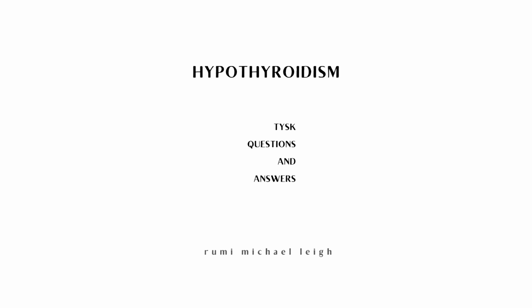8. Can hypothyroidism lead to infertility? Yes, hypothyroidism can lead to infertility. 9. Can hypothyroidism cause delay in puberty? Yes, hypothyroidism can cause delay in puberty. 10. Can hypothyroidism cause mental problems? Yes, hypothyroidism can cause mental problems.